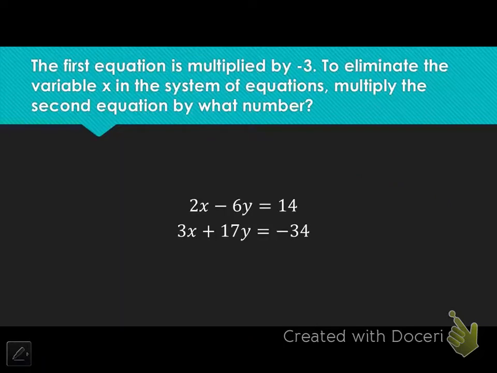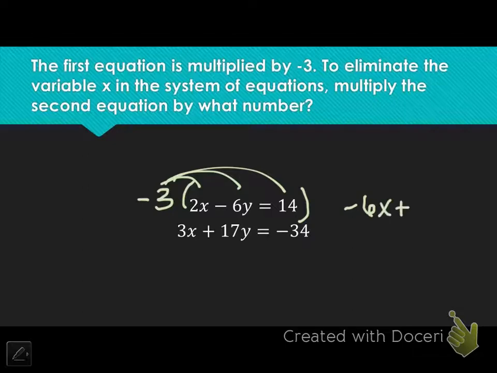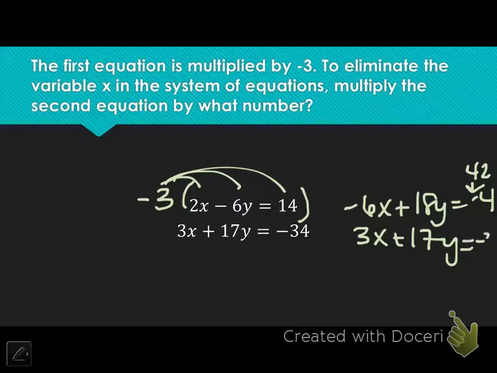Okay, the first equation is multiplied by negative 3. To eliminate the variable x in the system of equations, multiply the second equation by what number? So if we multiply this by negative 3 and distribute, we would get negative 6x plus 18y is equal to negative 42. Okay, and then we still have our 3x plus 17y is equal to negative 34.